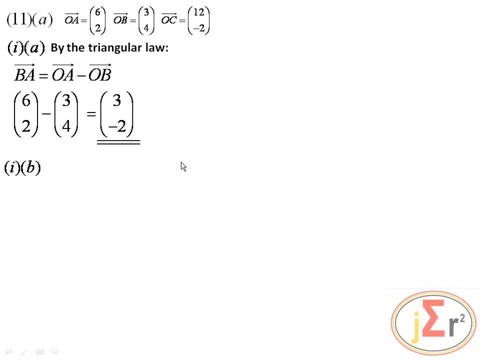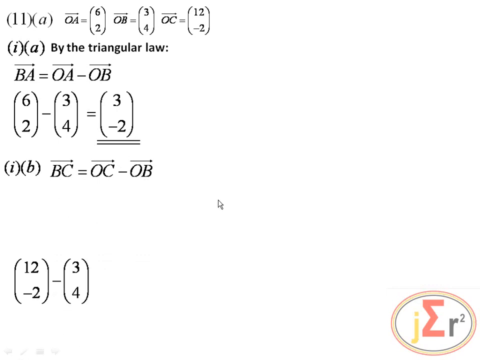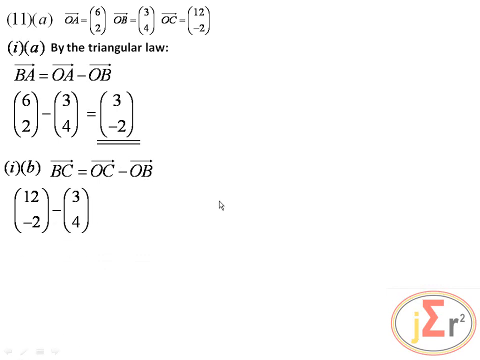And we are also required to find what? BC. BC is equal to OC minus OB by the triangular law. And we have 12 minus 3, that is equal to 9, and negative 2 minus 4, that is equal to negative 6.